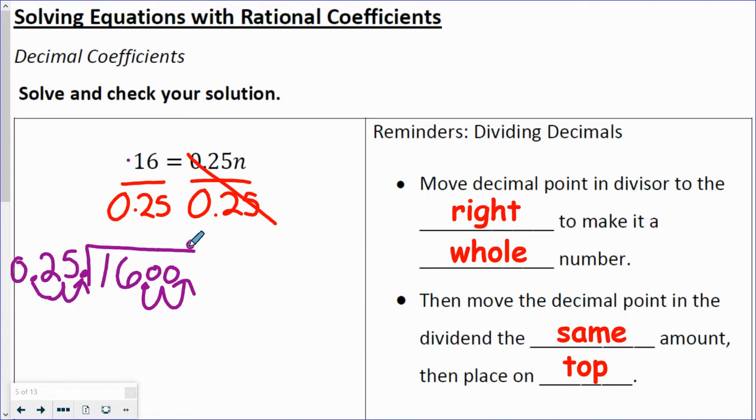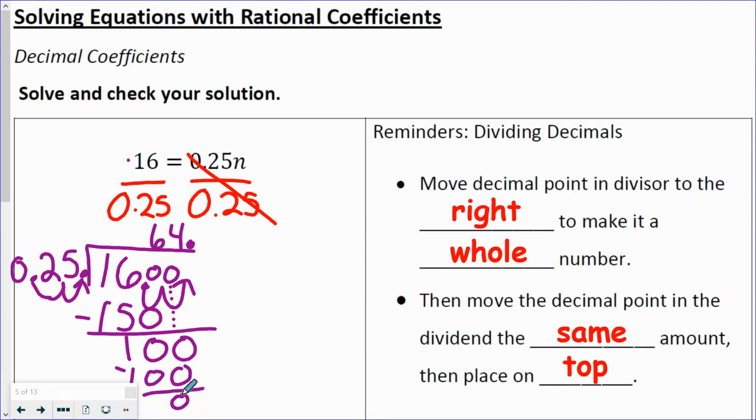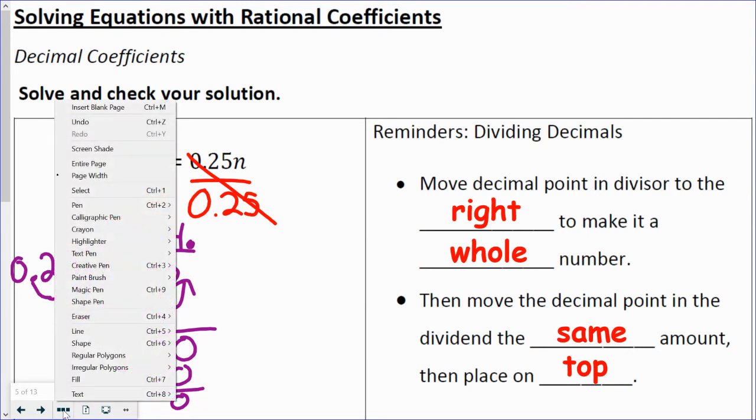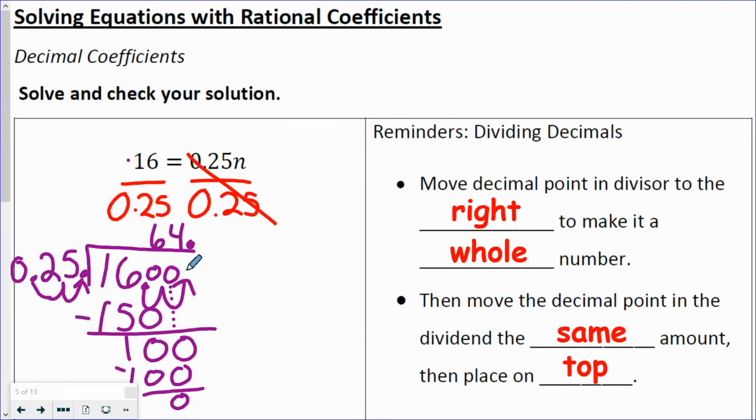All right, so I know 25 can't go into 1, 16, but it can go into 16 6 times. We subtract our 150, with 10 left over. So remember this little zero? It's coming down. So we have 100. We'll think of it as a dollar. How many quarters make a dollar? 4. So our solution is that n equals 64.